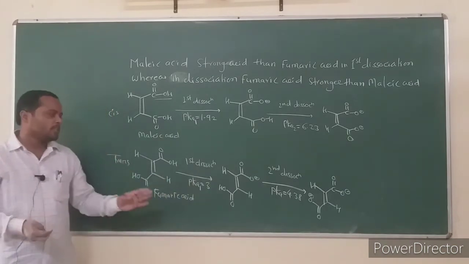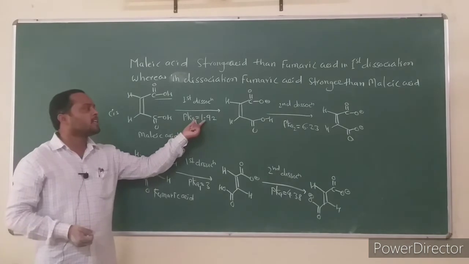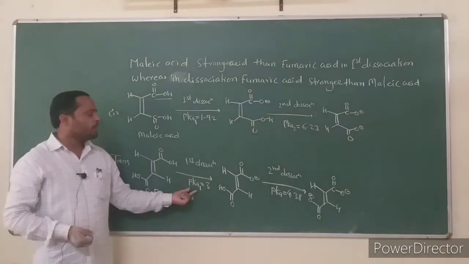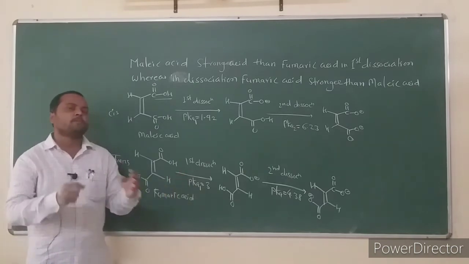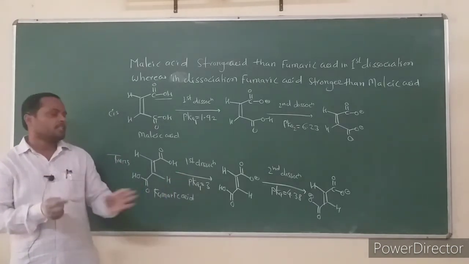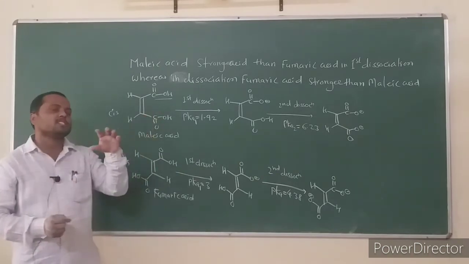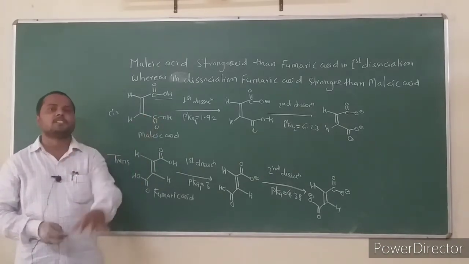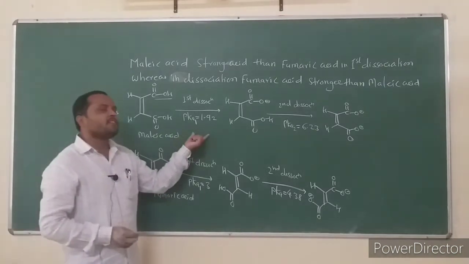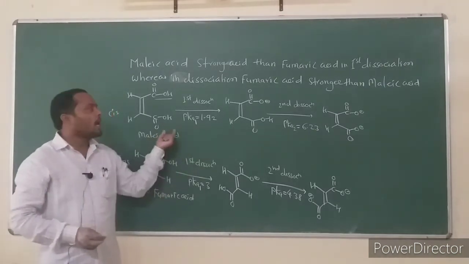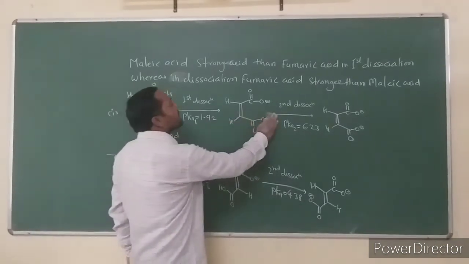What is the reason? The pK value indicates it. The pK value for the first dissociation of malic acid is 1.92 and the pK for fumaric acid is 3. Malic acid has a lower pK1 than the pK1 of fumaric acid. This indicates malic acid is stronger than fumaric acid in first dissociation. But what is the reason? Because after the first dissociation of malic acid, the conjugate base is formed.